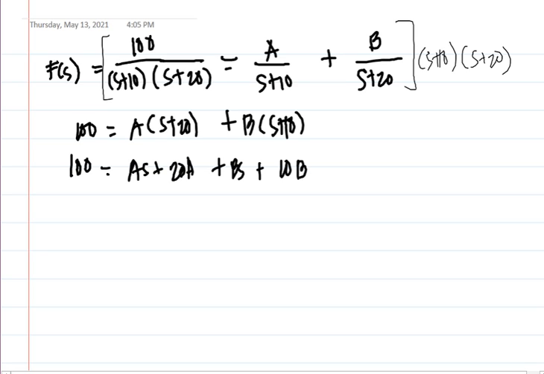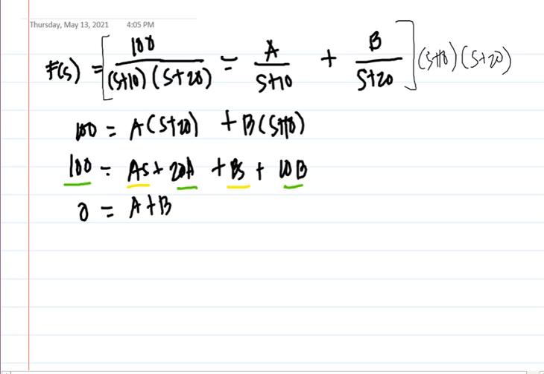This will be 100 is equal to As plus 20A plus Bs plus 10B. We are then going to equate the left side and the right side. For the s terms, on the left side we have no s value, so automatically that will be 0 is equal to A plus B. So all the terms with s are here. Next, we have all the constants.